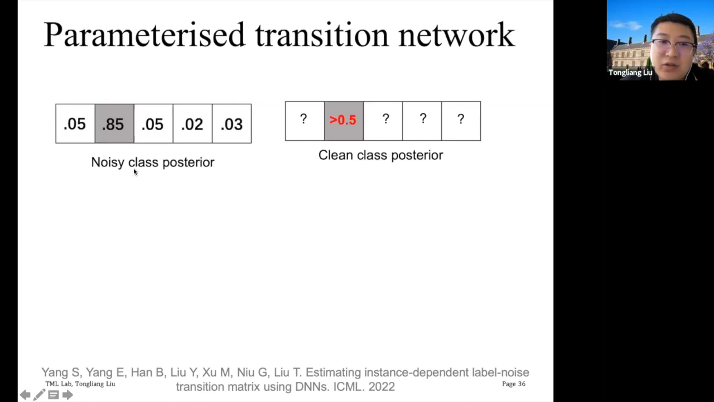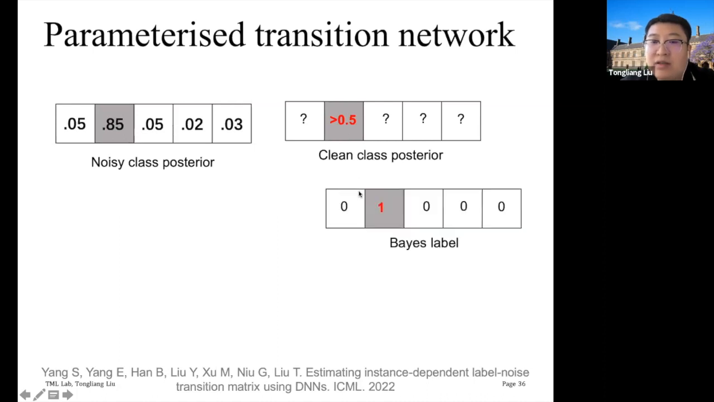Here I give you an example. We have the noisy class posterior. The second entry is the largest one. But the clean label is defined by the clean class posterior, right? We don't know the clean class posterior. But if we assume that the label noise rate is 0, then the clean class posterior should be the same as the noisy class posterior. If the label noise rate is very small, the second entry of the clean class posterior should be some value around 0.85, right? So we know that it is bigger than 0.5. So the Bayes label, which is assigned by the Bayes classifier, should be the second class. This means that by only being given the noisy class posterior, for some examples, we can identify the Bayes labels.